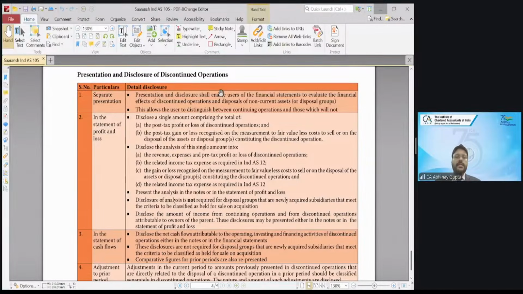So presentation, we have already learned that it requires a separate presentation, right? Presentation and disclosure shall enable the users of the financial statements to evaluate the financial effects of discontinued operation, right?